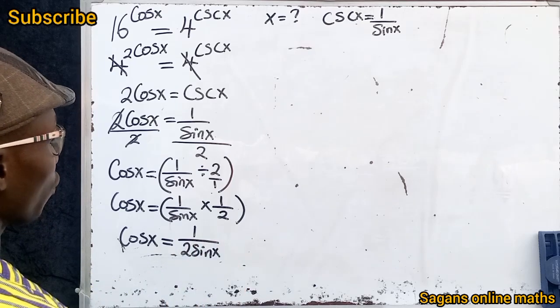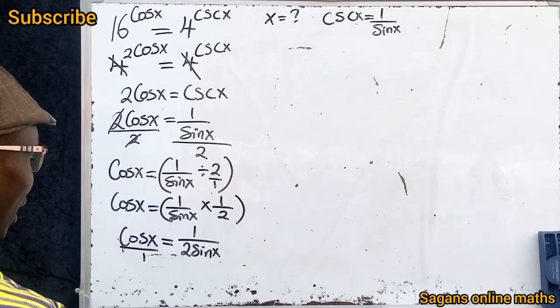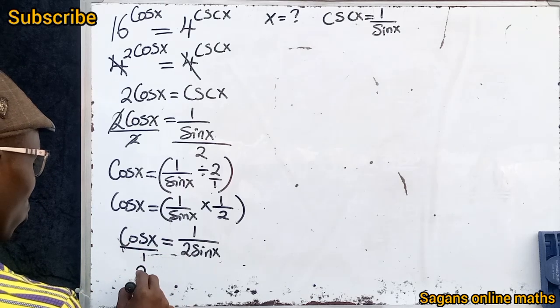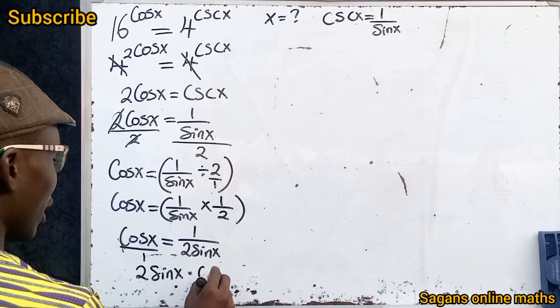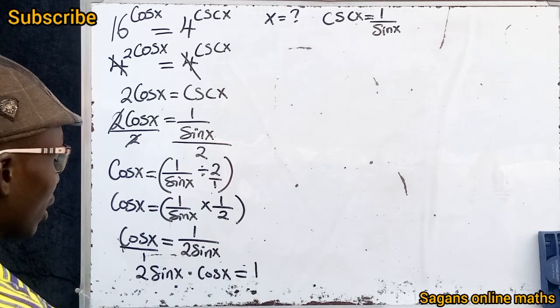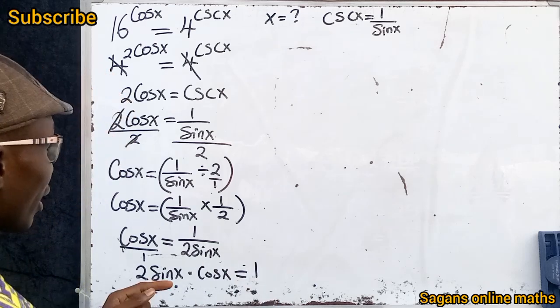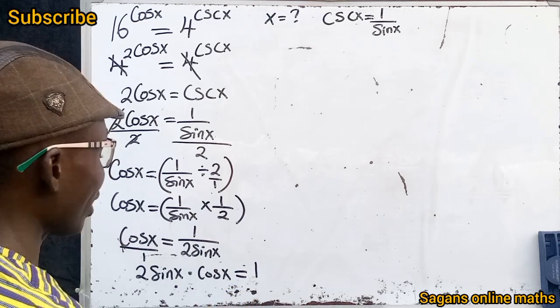Now let's cross multiply from here. This is 2 sine x multiplied by cos x is equal to 1 times 1, which will give us 1. So we are getting that 2 sine x multiplied by cos x equals 1. What are we going to do?